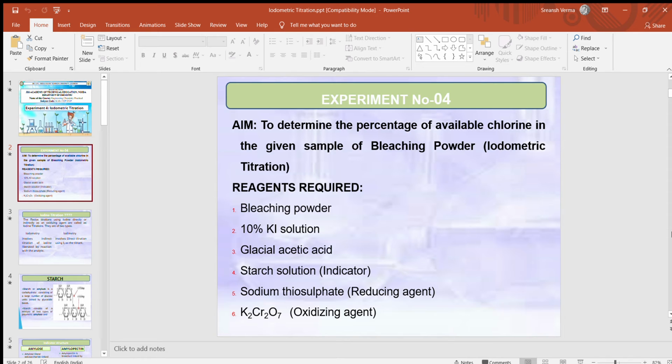The reagents which are required for performing the titration are bleaching powder, 10% KI solution, glacial acetic acid, starch solution as indicator, sodium thiosulfate, which is a reducing agent, and potassium dichromate, an oxidizing agent. The starch which we are using should be a freshly prepared solution.